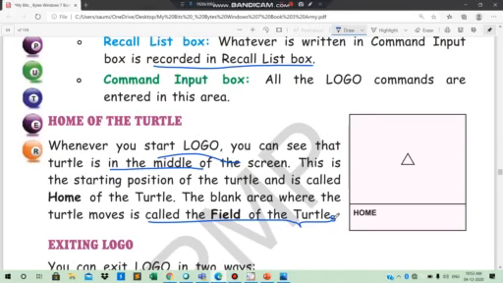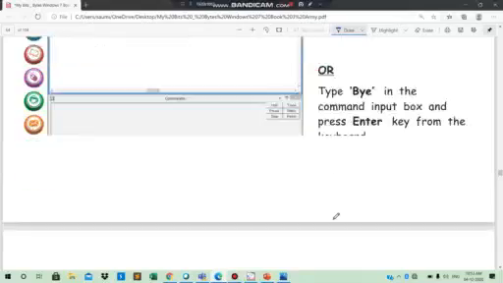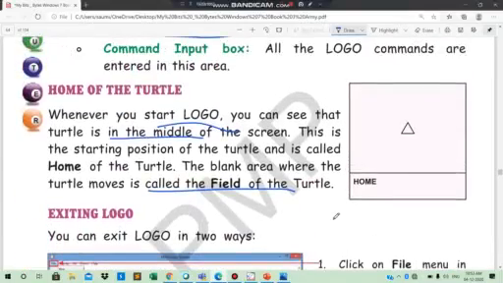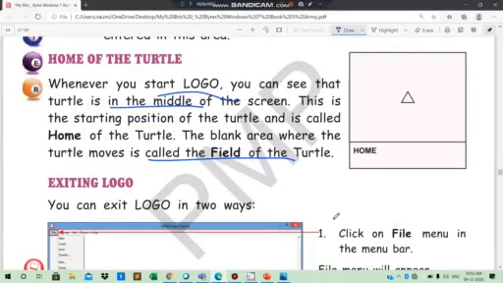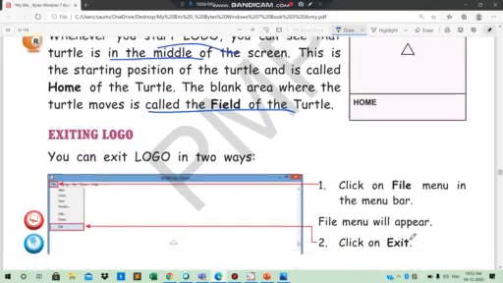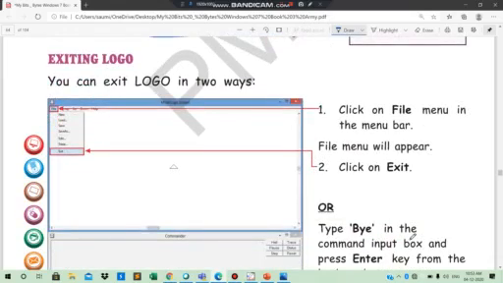Next is how we can exit the logo. ठीक है, so there are two ways to exit the logo. You can click on the file menu in the menu bar and then click exit, or you can just type bye.